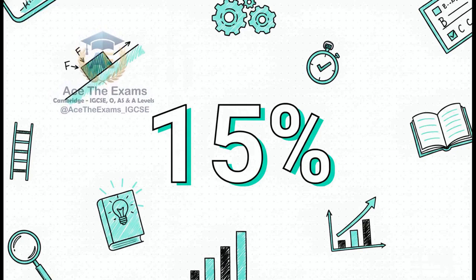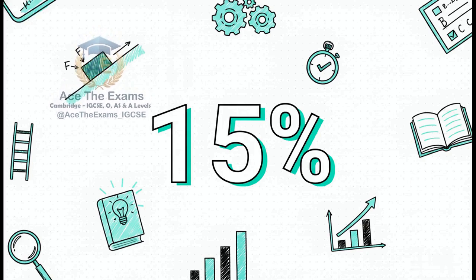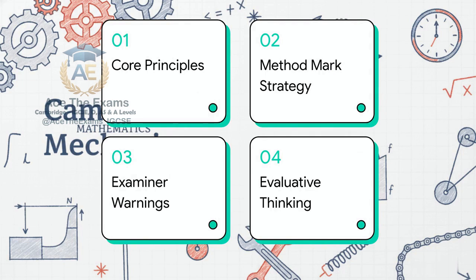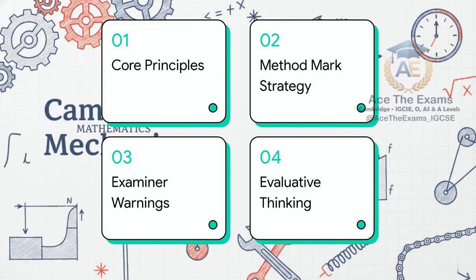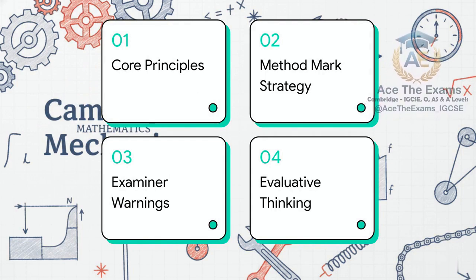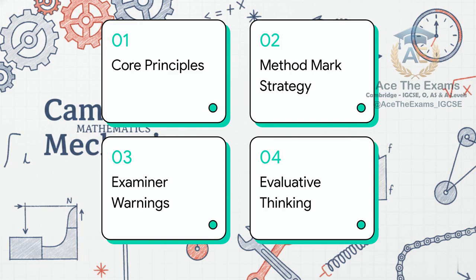Okay, let's decode exactly how you can capture every single one of those percentage points. To secure those marks, we've structured our explainer today into 4 crucial parts, acting as your ultimate study roadmap. First, core principles. Second, the method mark strategy. Third, examiner warnings. And finally, evaluative thinking.